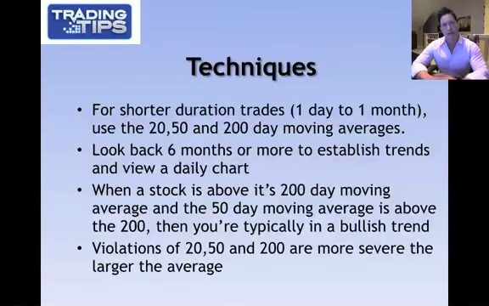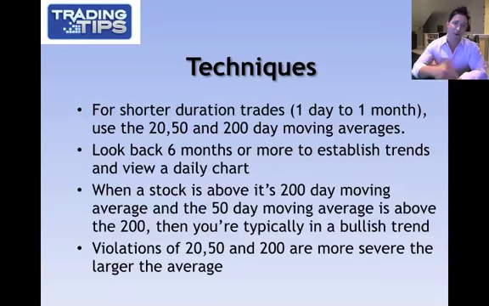The good thing about historical data is that we can get an idea of where a stock has been, and that gives us a clue as to where the stock is going. Okay? Keep this in mind too. When a stock is above its 200-day moving average and the 50-day moving average is above that 200, then the stock is generally considered to be in a bullish trend.